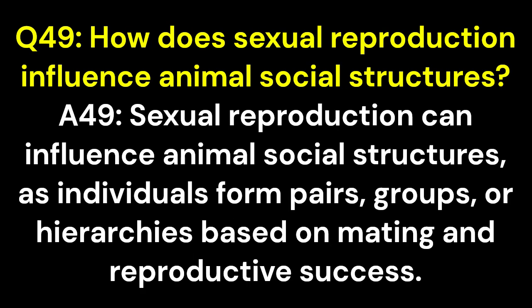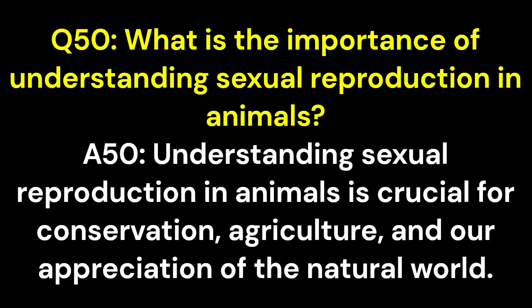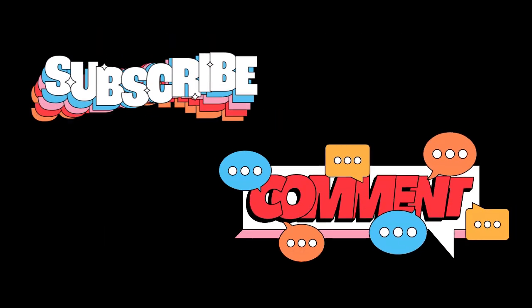Q49. How does sexual reproduction influence animal social structures? A49. Sexual reproduction can influence animal social structures as individuals form pairs, groups, or hierarchies based on mating and reproductive success. Q50. What is the importance of understanding sexual reproduction in animals? A50. Understanding sexual reproduction in animals is crucial for conservation, agriculture, and our appreciation of the natural world.